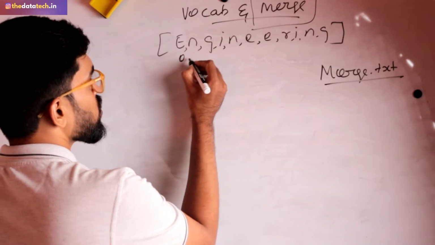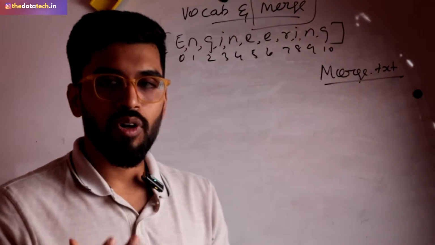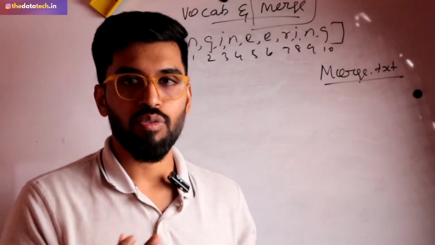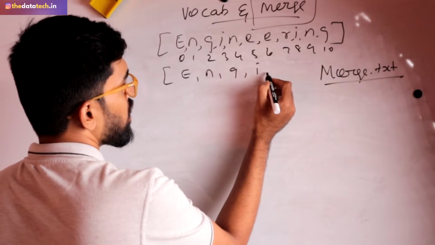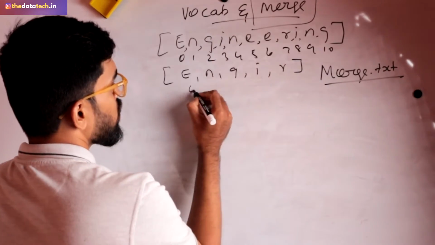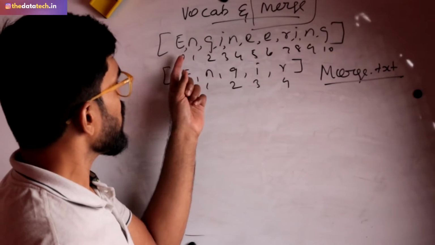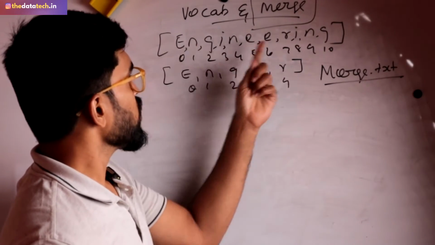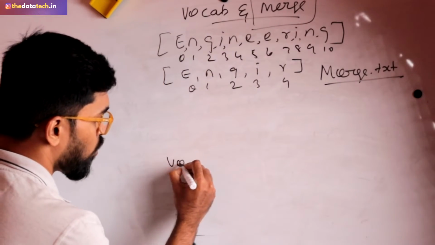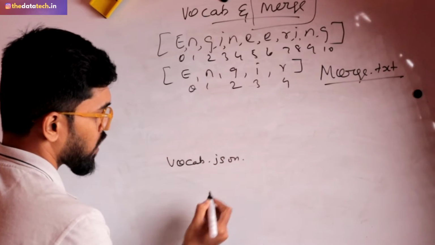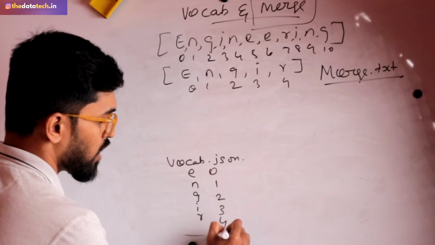So from this, imagine positions 0, 1, 2, 3, 4, 5, 6, 7, 8, 9, 10. Whenever you give a word, it takes the unique characters out of it: E, N, G, I, R, which are 0, 1, 2, 3, 4. These are the unique characters, because if you see E 3 times, N 3 times, G 2 times and I 2 times, I take only the unique ones. And now imagine we have this vocab.json file. E, N, G, I, R will be assigned numbers.